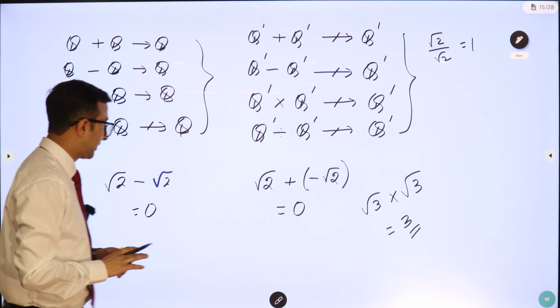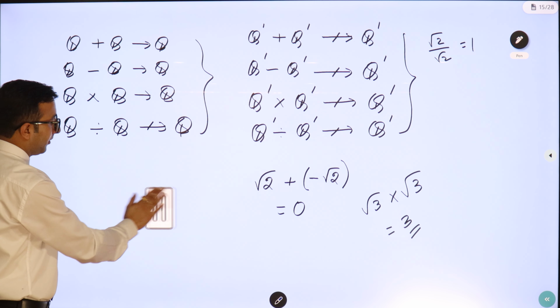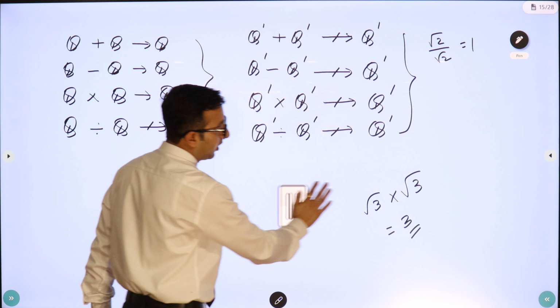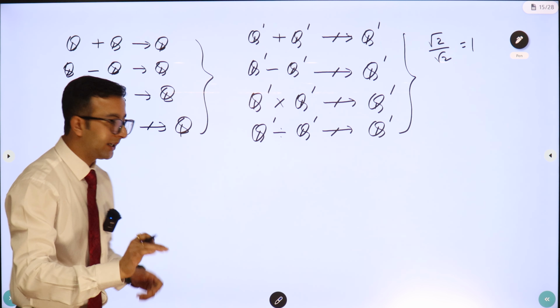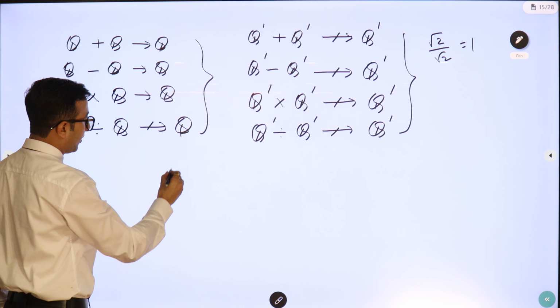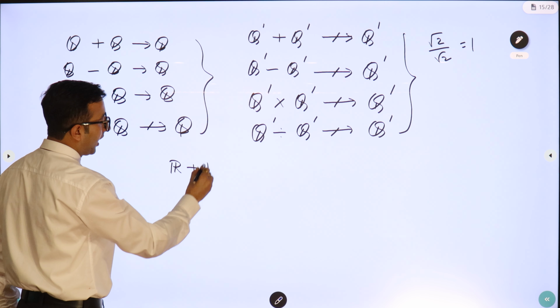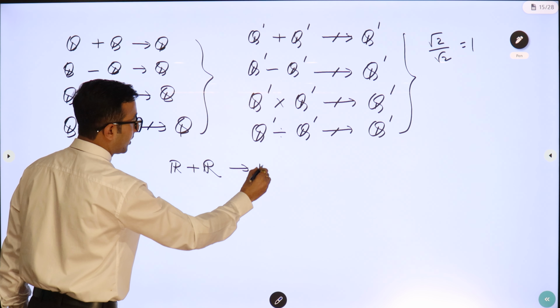Now we will see the last one, that is real number. Real numbers satisfy exactly the same properties as rational numbers. Real number added with real number always gives a real number.